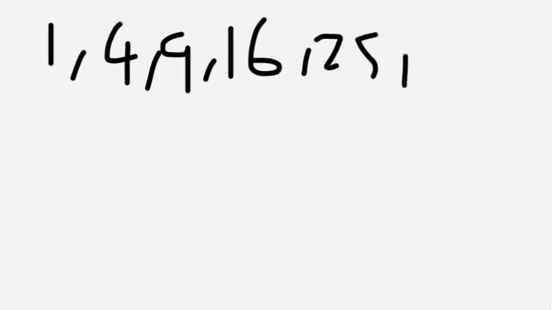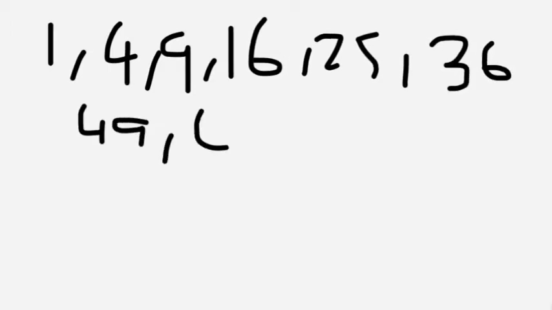In this session, we are going to learn about square root to number conversion. So we already know squares from 1 to 9. 1 square would be 1, 2 square 4, 3 square 9, 4 square 16, 5 square would be 25, 6 square would be 36, 7 square would be 49, 8 square would be 64, and 9 square would be 81.